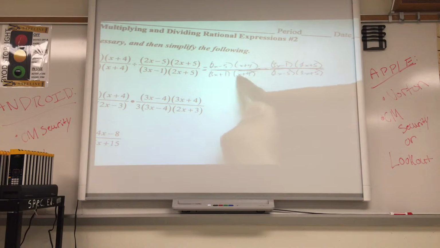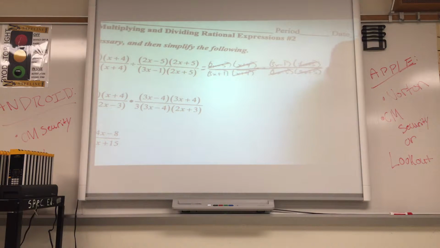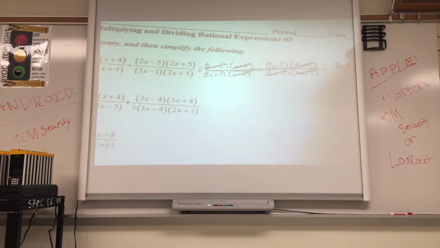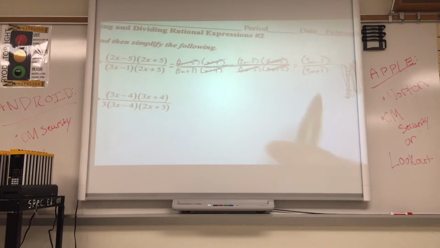Okay, so x plus 4 cancels with x plus 4. 2x plus 5 cancels with 2x plus 5. 2x minus 5 cancels with 2x minus 5. And all you're left with is 3x minus 1 divided by 3x plus 1. And you just leave it like that. If you have two terms that are left on top, then write them side by side.